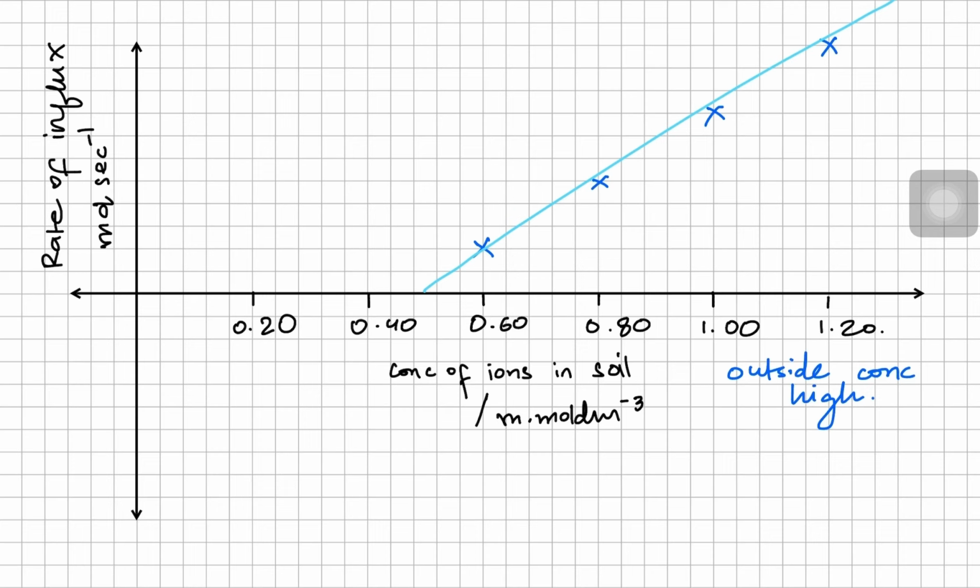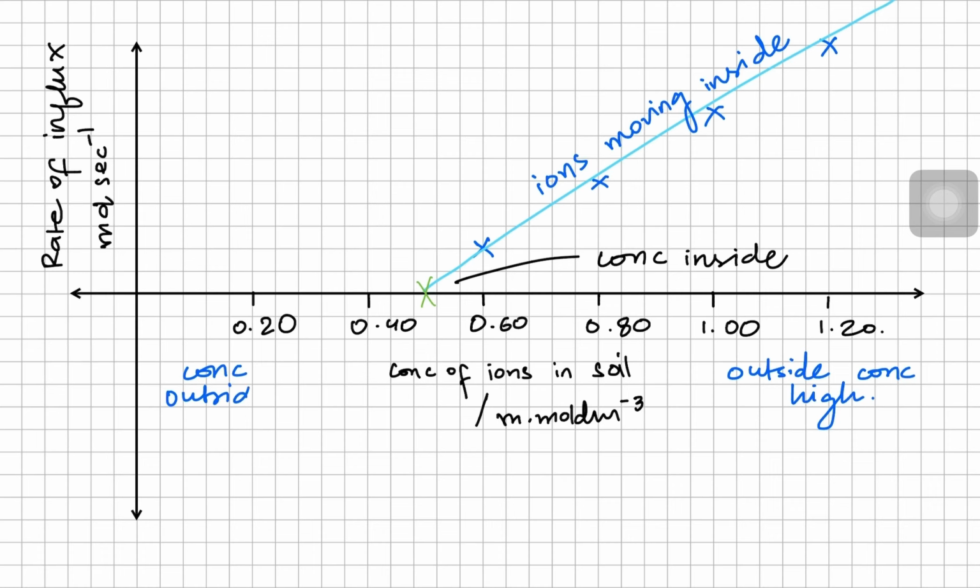Why is it becoming 0 around a concentration of 0.5? The ions are moving inside when the outside concentration was high and inside was low through diffusion. But around 0.5 mole per decimeter cube concentration, the concentration inside and outside is the same. And that is why more ions cannot come inside through diffusion.